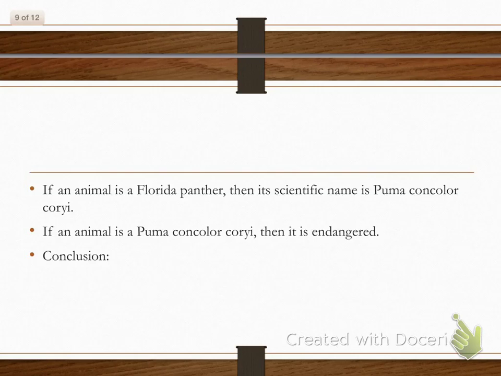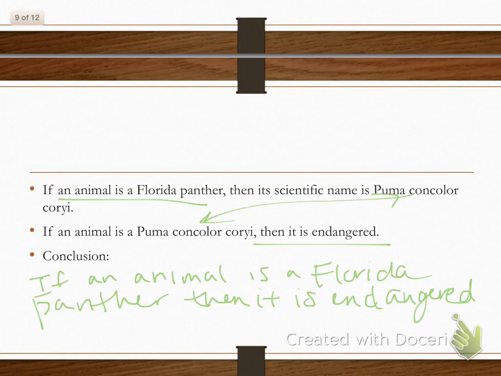So if an animal is a Florida panther, then its scientific name is Puma concolor coryi. If an animal is a Puma concolor coryi, then it is endangered. So we attach our front end and our back end because they share this. So I'm going to pause this and I'm going to write out, if an animal is a Florida panther, then it is endangered. So we attach our front end and our back end because that's true.